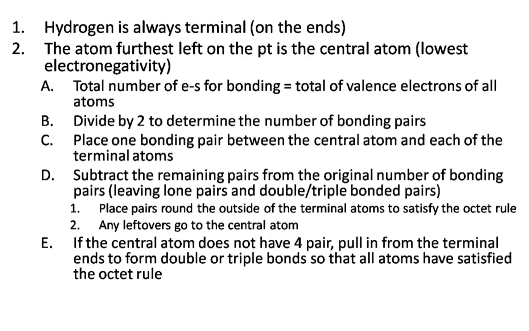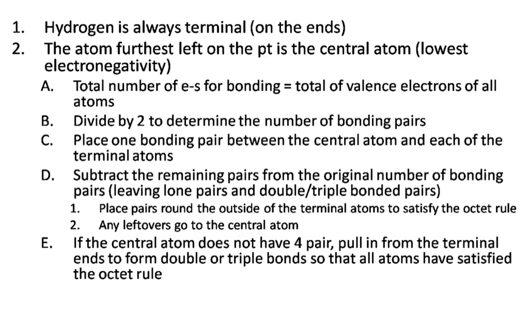First of all, hydrogen is always a terminal atom, meaning that it's always on the side. Outside of that, the atom in your compound that is the furthest left on the periodic table is considered to be the central atom. This also has the lowest electronegativity, or the least ability to attract an electron. From there, you're going to take the total number of electrons for bonding. This is the total of the valence electrons of all the atoms added together. Then, to determine the number of pairs, you're going to divide by 2.